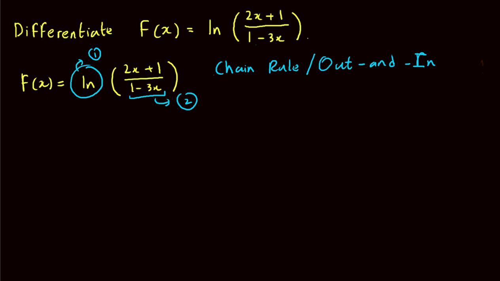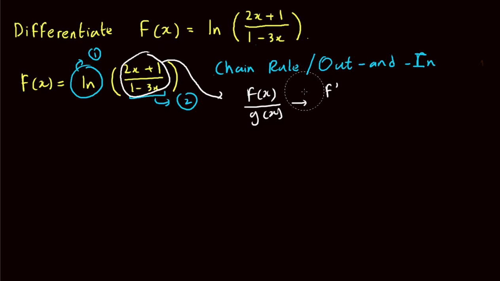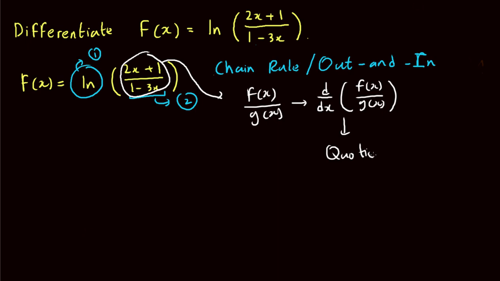But the thing is, we actually have a fraction of two functions, in the form of f(x) over g(x). In order to get the derivative of this function, which is d/dx of f(x) over g(x), we obviously need to use the quotient rule.